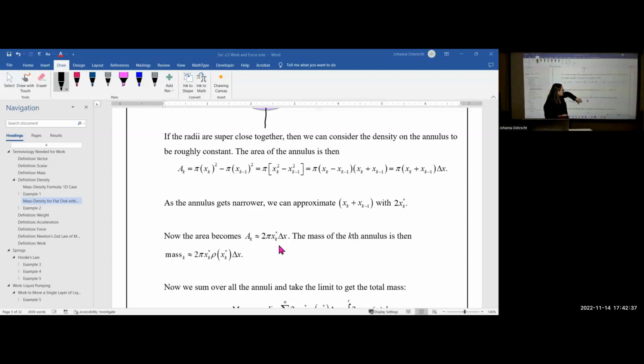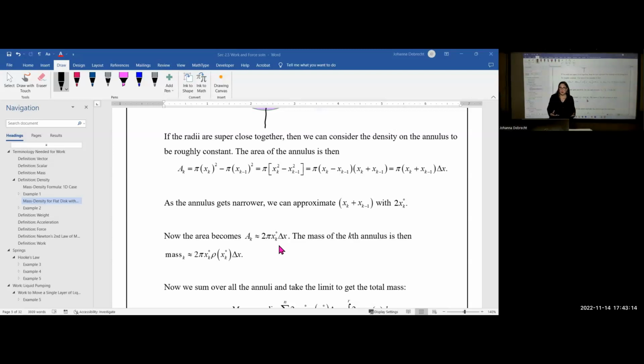Now this is going to give us the area of the kth annulus, and then we're going to want to add them all up in order to compute. Now, before we add them up, we need to find the mass of the annulus because that's what we're looking for. So to get the mass, we take the area and we multiply by the density. Remember, the density is going to be density per unit volume or per unit area or per unit length, depending on whether it's 3D, 2D, or 1D. So we have 2 pi x sub k star times rho of x sub k star delta x.